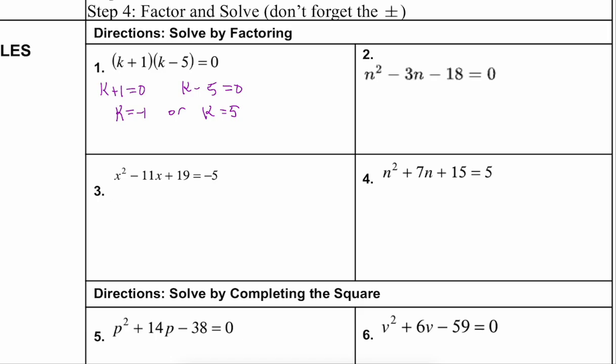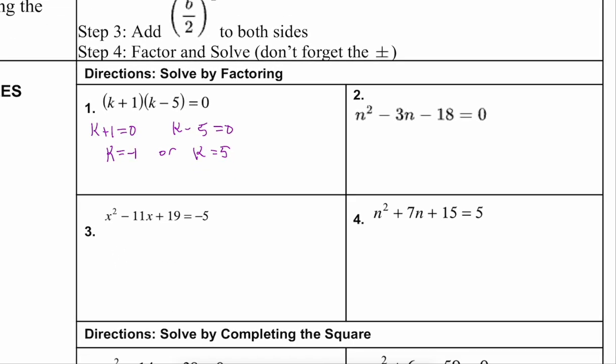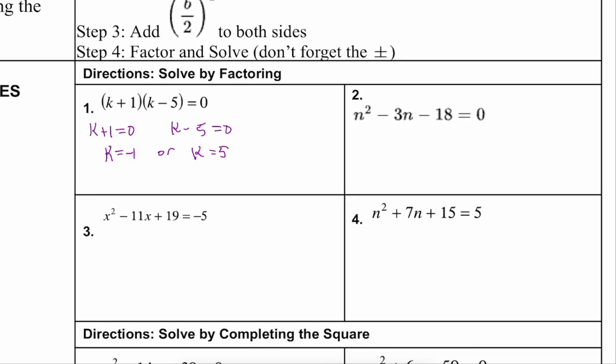But problem number 2, let's look at the procedures. Now, remember, I said rearrange or take out any greatest common factors. If it's equal to 0, what are the factors of a times c that add up to b? So if we do that, the way that we're going to get -18 is -6 times +3. That's going to add up to -3 in the center.